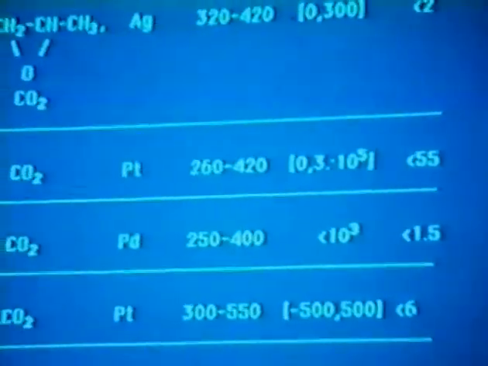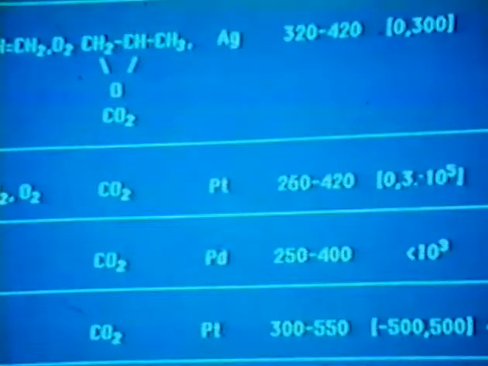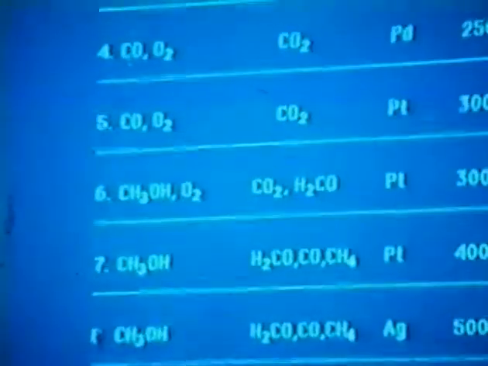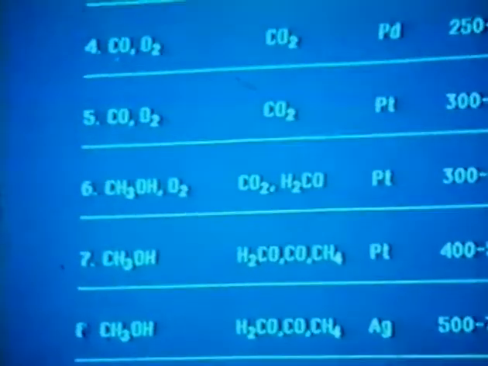Now, in some of these reactions here, the rate is enhanced with oxygen ions pumped to the catalyst surface with anodic currents. In other cases, the rate is enhanced with cathodic currents. And we will see such an example here.